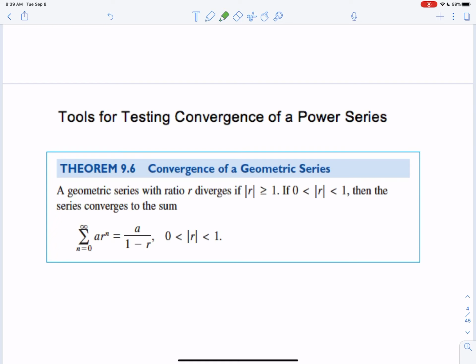Basically, and I'll go through this quickly because I'm going to refer to the worksheet. Basically, if you have a series that looks like that, where it's a times r to the n, based on what that r is, it will converge or diverge, okay? And then geometric series is one of the only series that will tell you exactly where it converges, okay? And I'll explain that in a second.